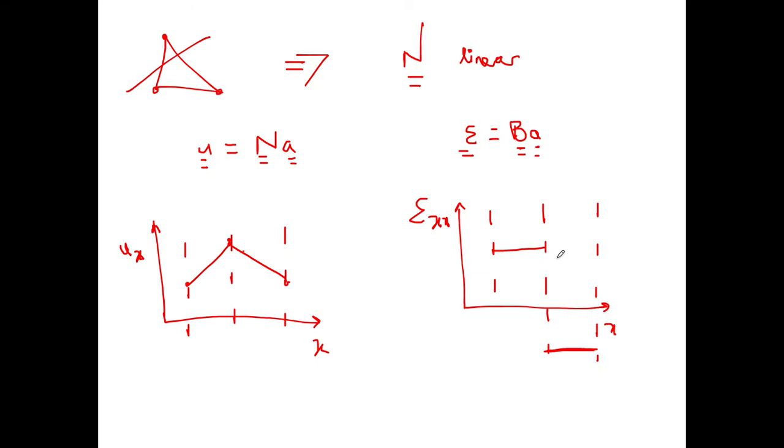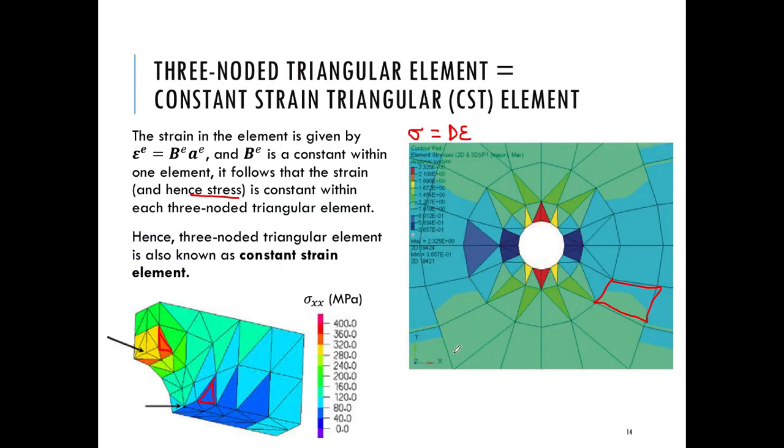So that's basically all that I was saying in these slides right here too, that the three-noded triangular element, of course, is a linear triangular element, and hence why it has a linear distribution of displacement, but a constant strain within them, and hence why they're known as constant strain elements.